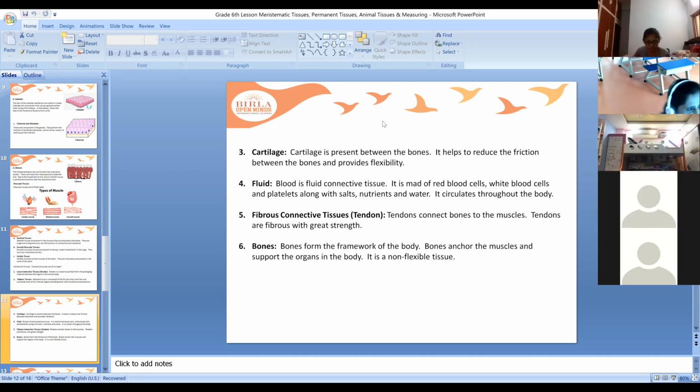Blood is a fluid connective tissue. It is made up of red blood cells. So usually you've heard of RBCs and WBCs, children. Have you heard about that?